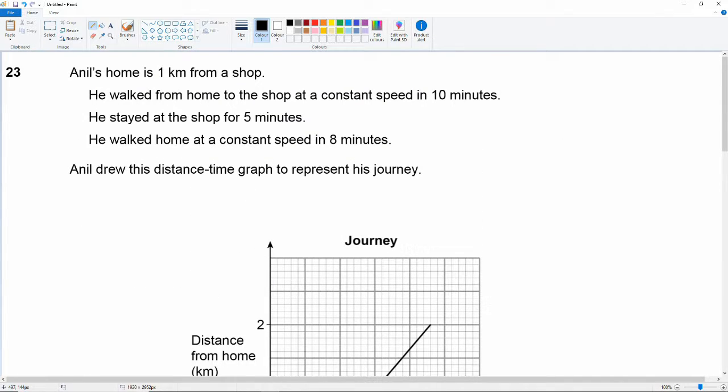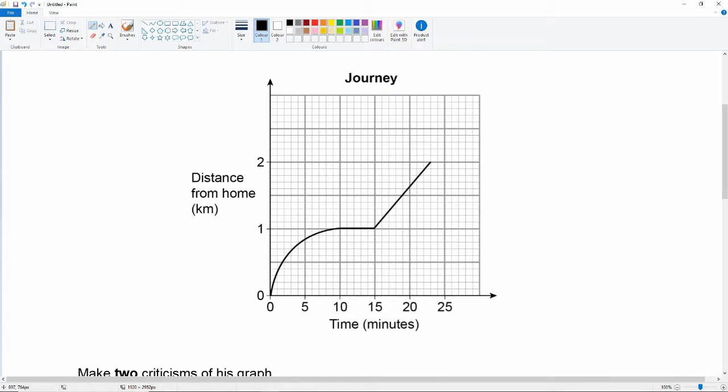Okay. He walked from home to the shop at a constant speed in 10 minutes. And why I was shocked was because the first 10 minutes of the graph, this is not a straight line. If he's walking at a constant speed, then his distance would increase uniformly. It would be a straight line. In other words, I would have expected to see this. And what I see is a curve. Now the gradient of the curve is his speed. And his speed is constantly changing.